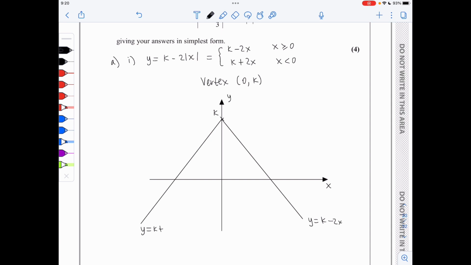We can also determine the cuts on the x-axis by setting y to be 0. So 0 is k minus 2x, so 2x is k, which means that x is k over 2. And on the other hand, k plus 2x is 0, so 2x is minus k, leading to x being minus k over 2. So the cuts on the x-axis are at minus k over 2 and k over 2.